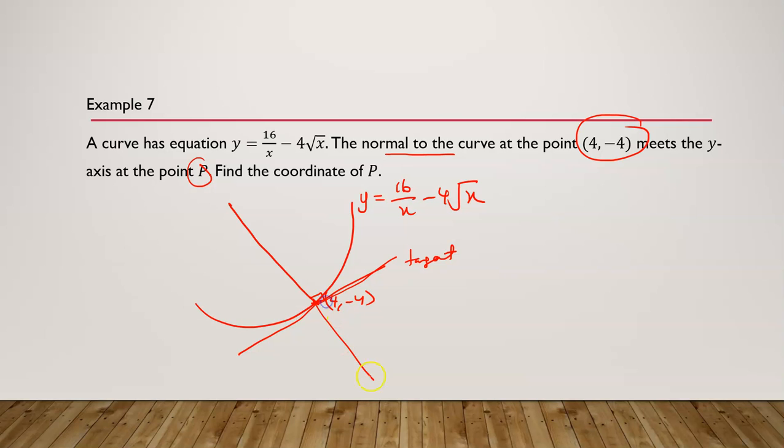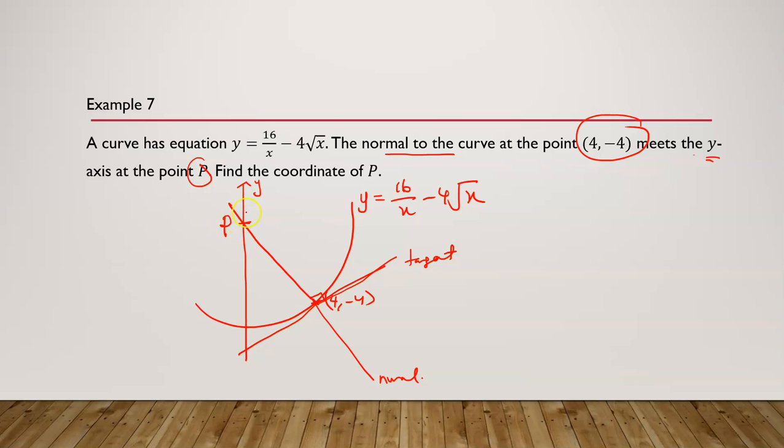Okay, 90 degree. So this is your normal. Your normal at this point, normal to the curve at the point 4, meets the y-axis. They meet at the y-axis at point P. Maksudnya, this normal, if this is your y-axis, they akan touch at this point, where this point is defined as point P. Meets y-axis at point P. So you have to find this P.